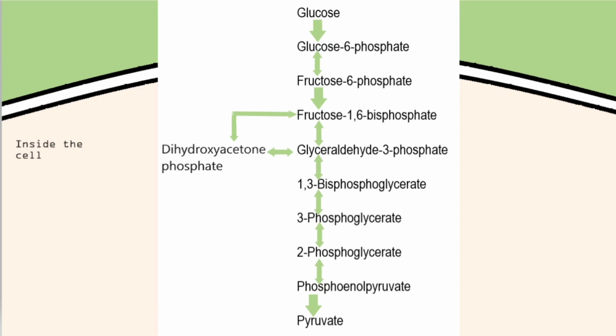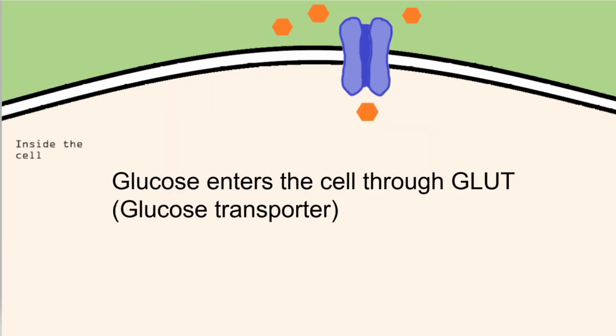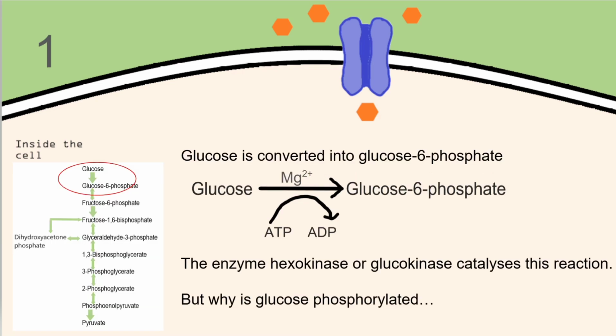Now, before glycolysis, glucose has to enter the cell through a glucose transporter. This is because glucose is water-soluble, so it cannot diffuse directly through the phospholipid bilayer and has to enter through a special transporter. Now, in the first step of glycolysis, glucose is converted to glucose 6-phosphate in the phosphorylation reaction.